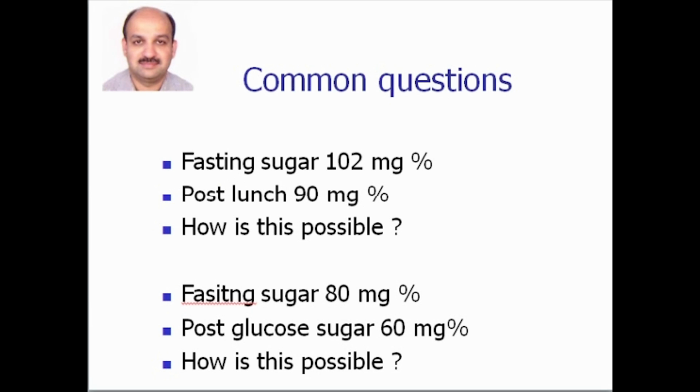Let us look at the other common questions that are asked. I have a patient whose fasting sugar is 102 and post lunch comes to 90. The question asked is, how can fasting be more than post lunch?